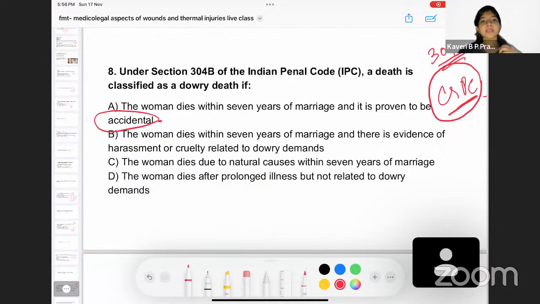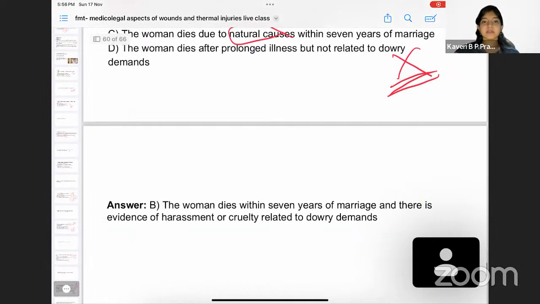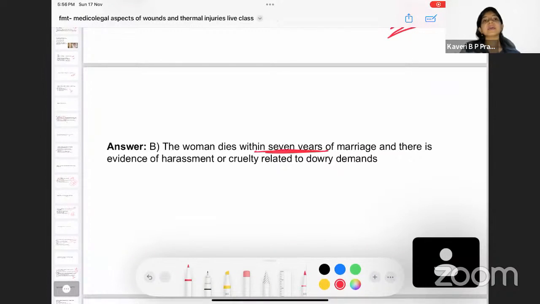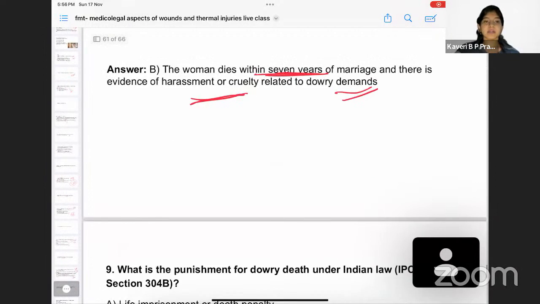Option C, woman dies due to natural causes. No, any natural causes, for example, a heart attack, a cardiac arrest, or any other respiratory illness like COPD, a natural cause won't come under dowry death. Option D, woman dies after prolonged illness but not related to dowry death. No, she is dying because of prolonged illness. Why would it come under dowry? So the right answer is option number B. The woman dies within 7 years of marriage, and there should be evidence of harassment or cruelty related to dowry by either the husband or the in-laws, and it can be considered as dowry death.